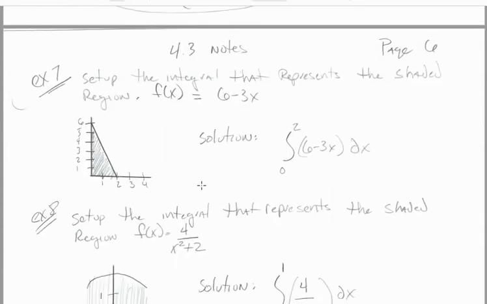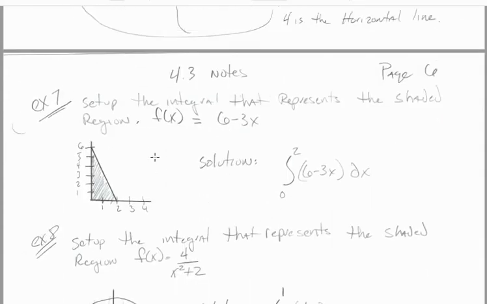Okay, let's look at this one now. We want to set up the integral that represents the shaded region. We're given f of x equals 6 minus 3x, and we're given the graph.